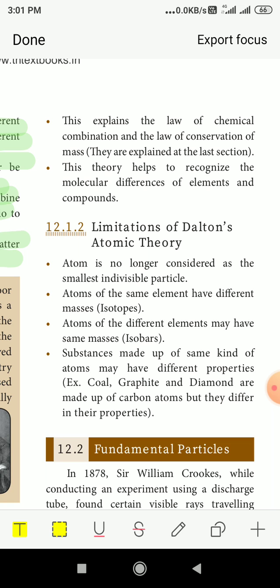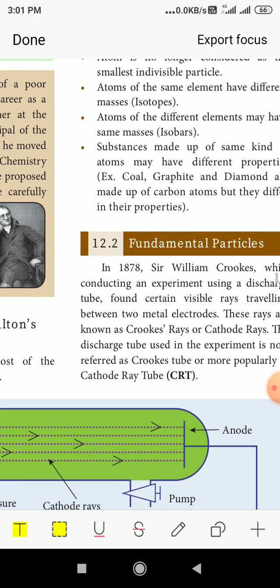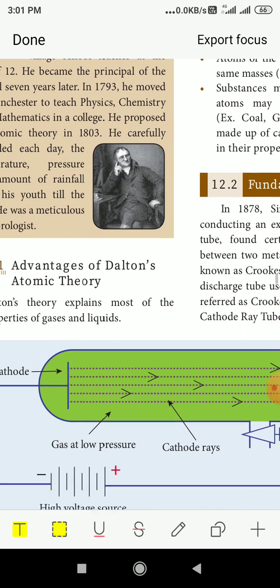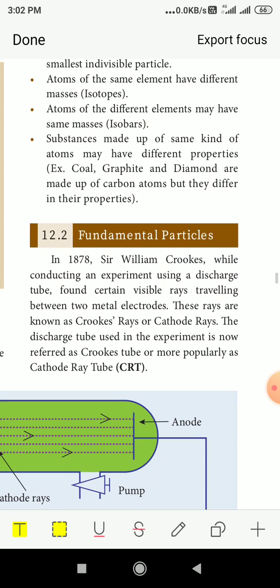Now, the fundamental particles. What are the fundamental particles? In 1878, Sir William Crookes, while conducting an experiment using a discharge tube, found certain visible rays traveling between two metals. So, this is a discharge tube. What you are seeing here is the discharge tube. He saw that there are visible rays traveling from the two metal electrodes.